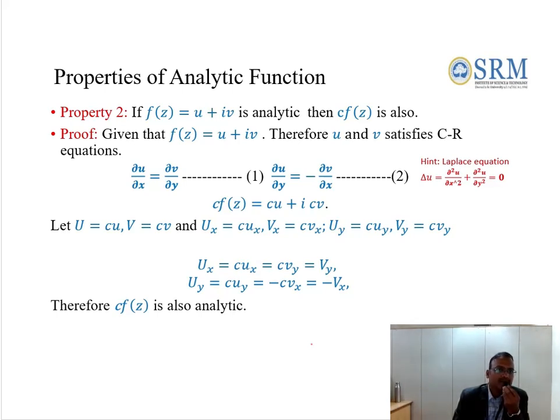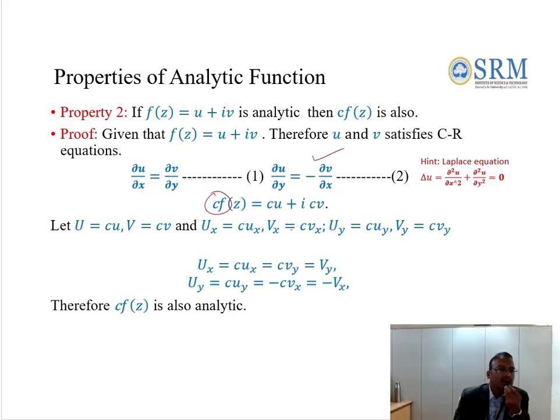So what is given to us? f of z equal to u plus iv, and it is analytic. Therefore it satisfies the CR equations, that is, dou u by dou x equal to dou v by dou y, and dou u by dou y equal to minus dou v by dou x. Now you multiply the function f of z by c. Therefore the left hand side is c into f of z, which is equal to cu plus i cv.